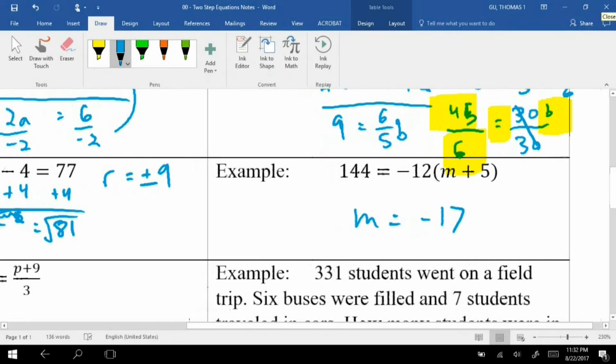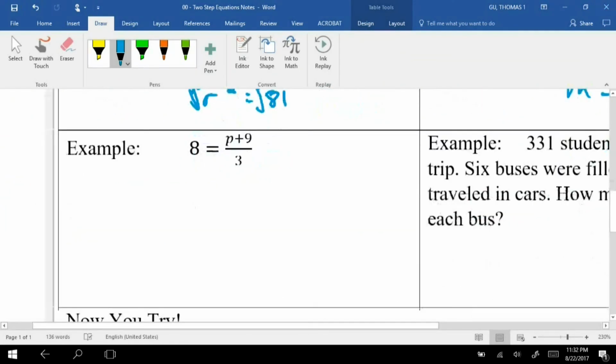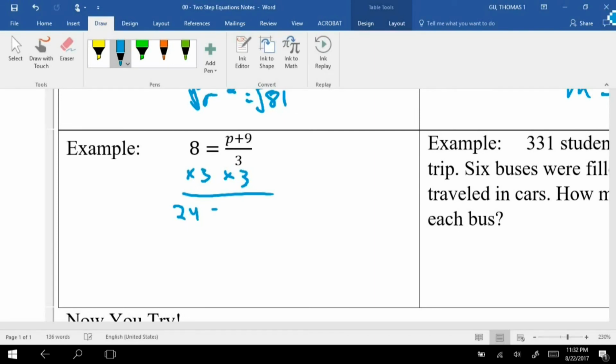All right, let's go to the second to last example right here. We got 8 equals p plus 9 over 3. What do we got to do to get rid of this divided by 3 down here? What's the invert? What's the opposite? We're going to multiply by 3. What's 8 times 3, guys? Did you say 24? Yeah. Oh, good. That's exactly right. Nice. 24 equals p plus 9.